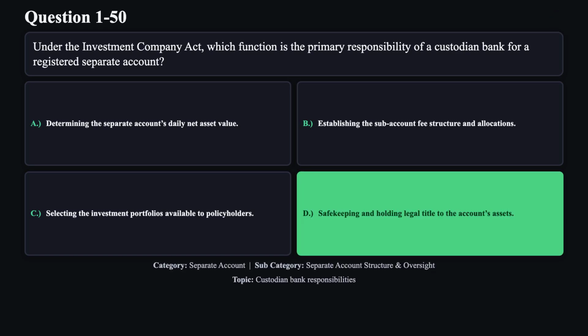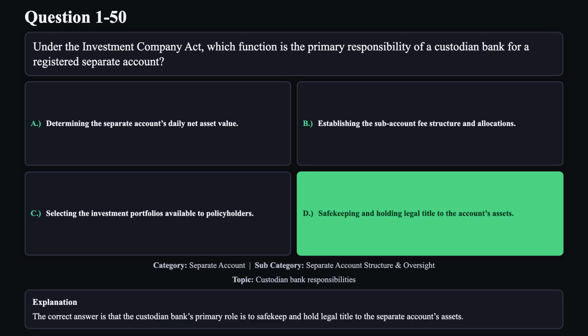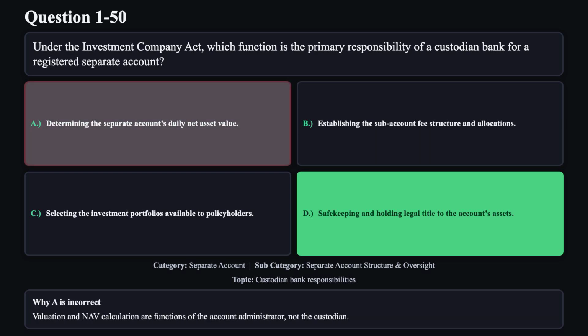The correct answer is D. The correct answer is that the custodian bank's primary role is to safekeep and hold legal title to the separate account's assets. Reason A is not correct. Valuation and NAV calculation are functions of the account administrator, not the custodian.